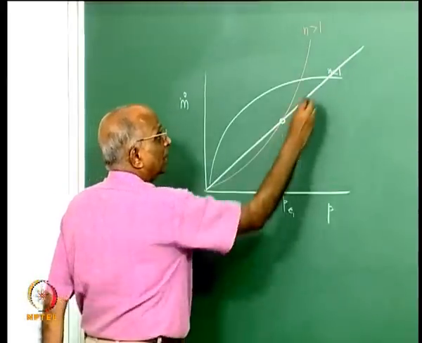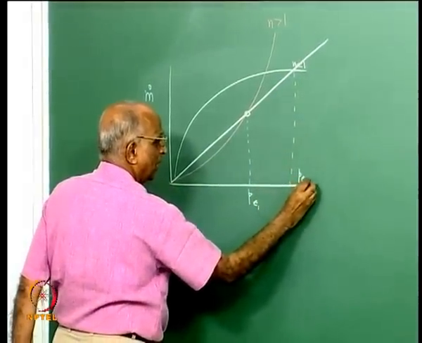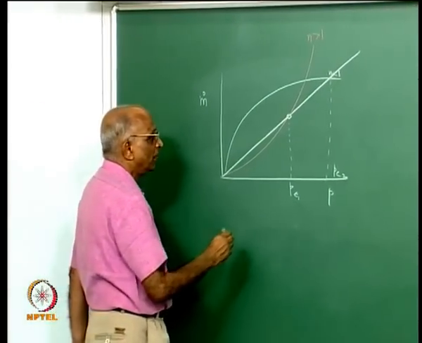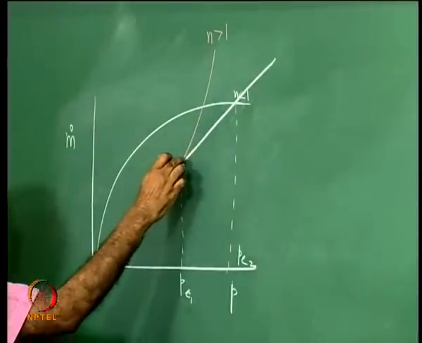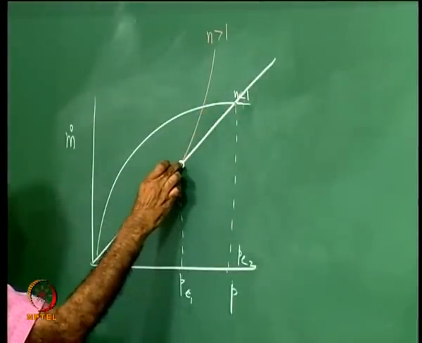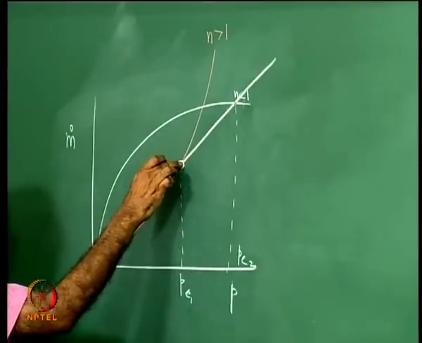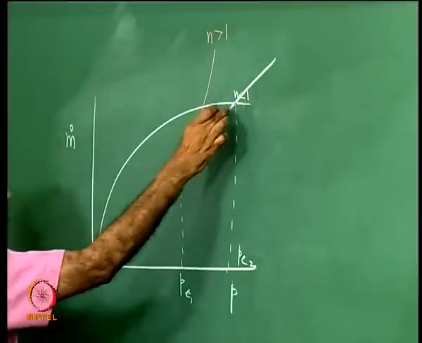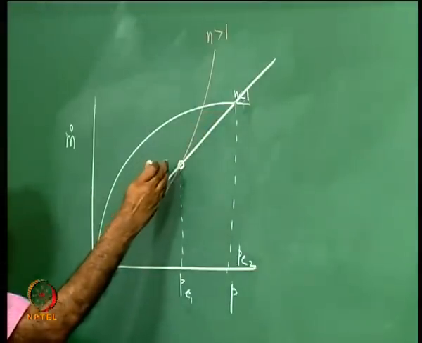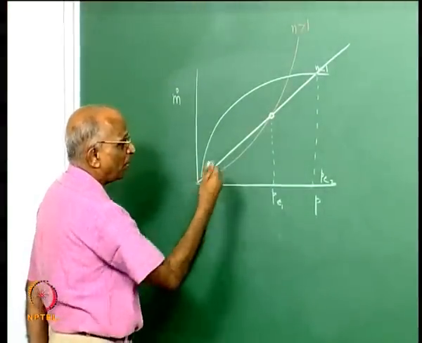Let me also tell that maybe for n less than 1, maybe this is the P equilibrium value, let us say it is P equilibrium 2. I would like to examine whether these two states are possible. Well, theoretically, this is the rate at which mass is leaving the nozzle, the rate at which mass is getting produced in the chamber, and therefore, this is the equilibrium pressure. Similarly, for n less than 1, this is the pressure. Let us try to get some idea whether these states are possible.